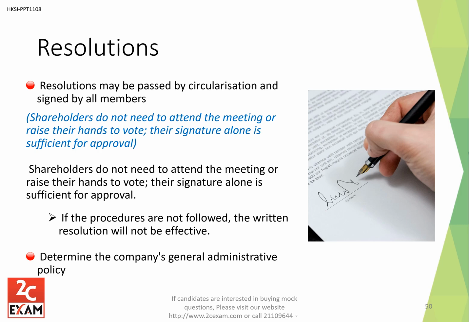The simplest procedure is called a written resolution. Shareholders do not need to do this at a general meeting. The company just needs to send a letter called a circularization to all shareholders. After receiving the letter, shareholders simply sign to confirm their approval. Remember, with this method, shareholders do not need to attend the meeting or raise their hands to vote. Their signature alone is sufficient for approval. This method is mostly used to decide on simple matters for the company, such as general administrative policies.